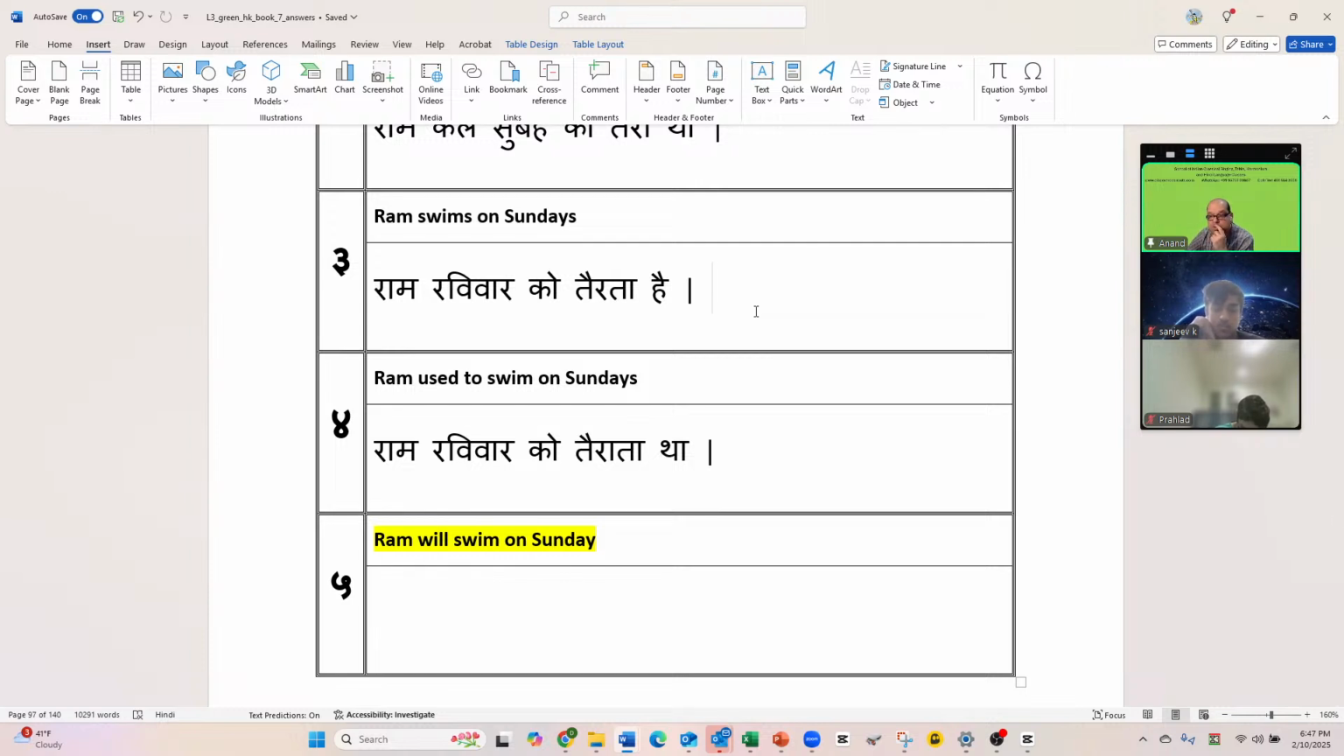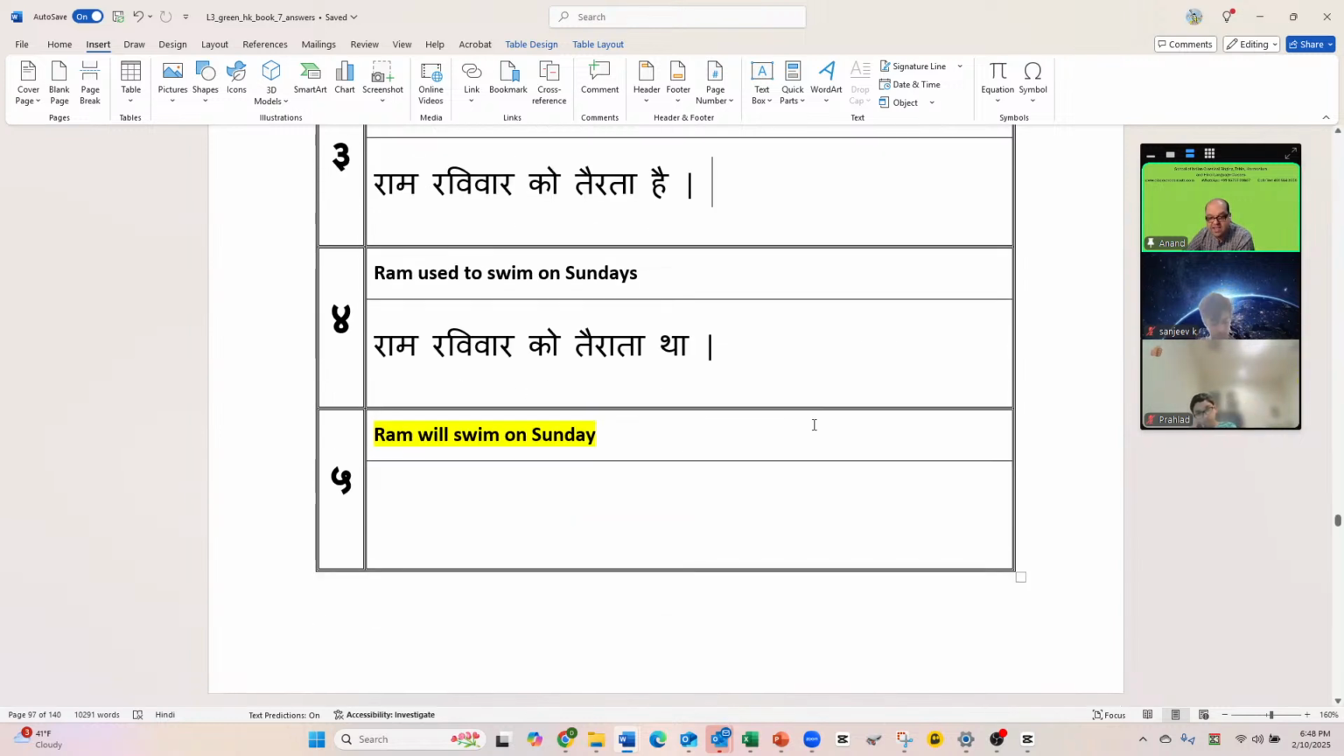Come on, finish writing both the sentences and show me a thumb if you're done writing. Good. So Prahlad, do the last sentence. Ram will swim on Sunday. I think the sentence might be incorrectly written on the printed page in your book, so please correct it. राम रविवार को तैरेगा.